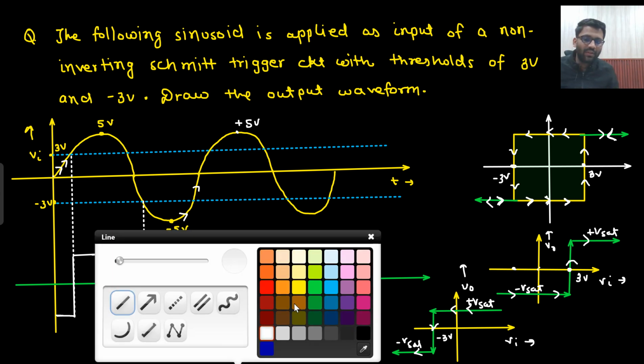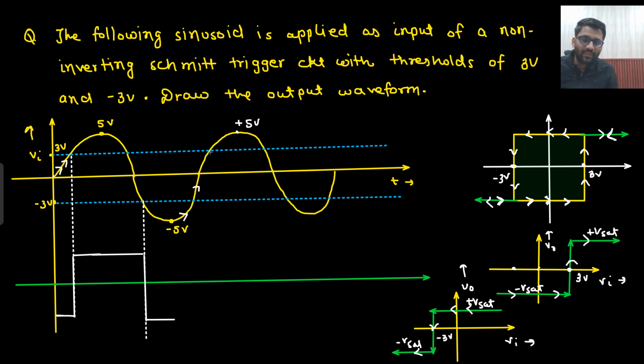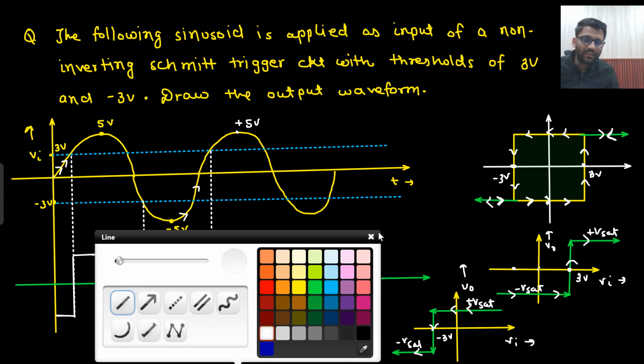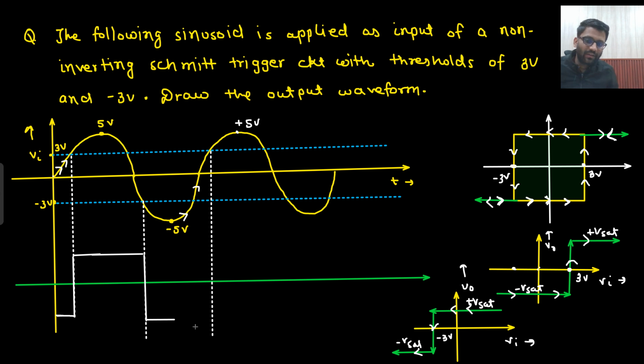So until I cross 3 volt, where is my 3 volt? Here is my 3 volt. Until I cross 3 volt, my output should be minus Vset only. After that, it can go to plus Vset. Then again, from 3 volt to 5 volt, my input is increasing, and it is saying that your output should be plus Vset.